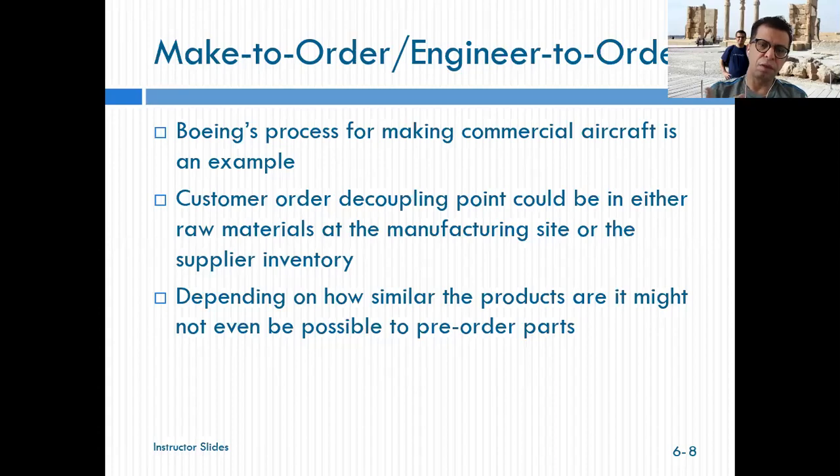Because you have to first order and then they make it, or engineer to order. So there is a certain specification you might be looking for. They have to sit with you and find out exactly what you are looking for, and then you make the order. The customer order decoupling point could be in either the raw material at the manufacturing side or the supplier inventories.